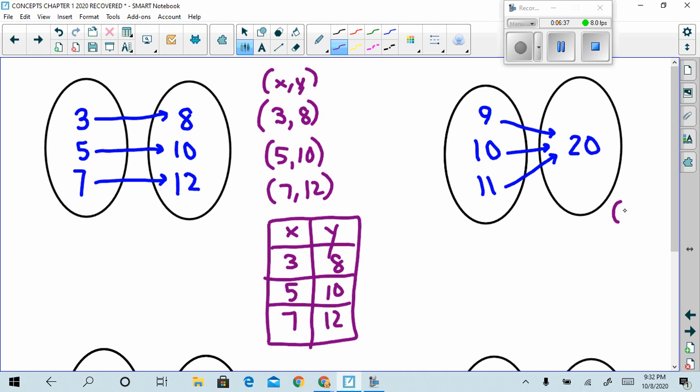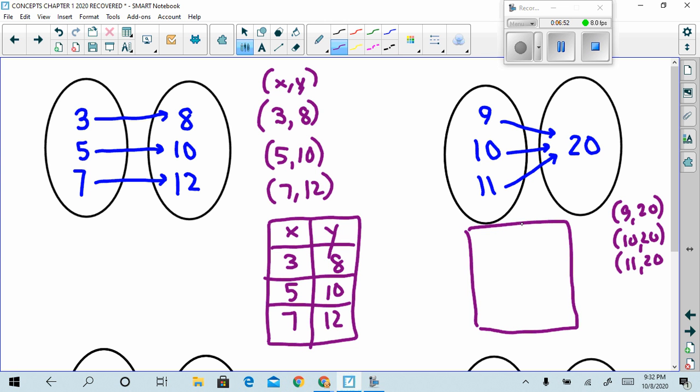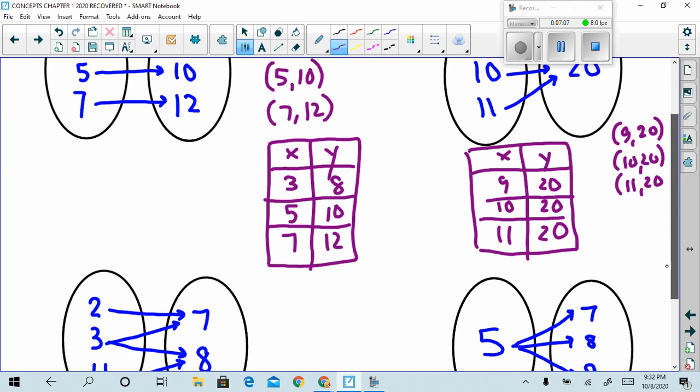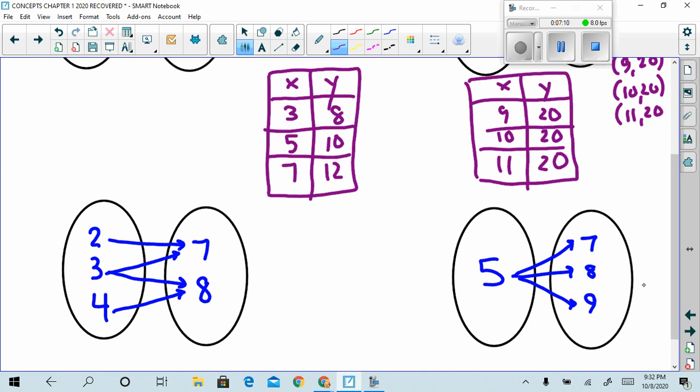Let's just do one more. My ordered pairs here are (9, 20), (10, 20), and (11, 20). That's the mapping of it. Now if I put it in table form, I'll have my X's and Y's. I'll have my domain, my 9, 10, and 11, and my Y value is the same for all of these. We'll do these next two in class. So right now I'm doing three of the representations: the mapping, the ordered pairs, and the table. The graphing we'll practice in class. So until then, have a good day.